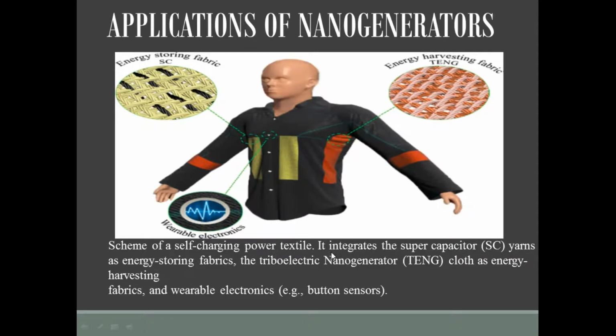a self-charging power textile. It integrates supercapacitors into energy storing fabrics. The supercapacitors are energy storing yarns. The triboelectric nanogenerators, TENG, are used as energy harvesting fabrics, clothes, and wearable electronics, for example buttons and sensors. The buttons and sensors are used as wearable electronics.